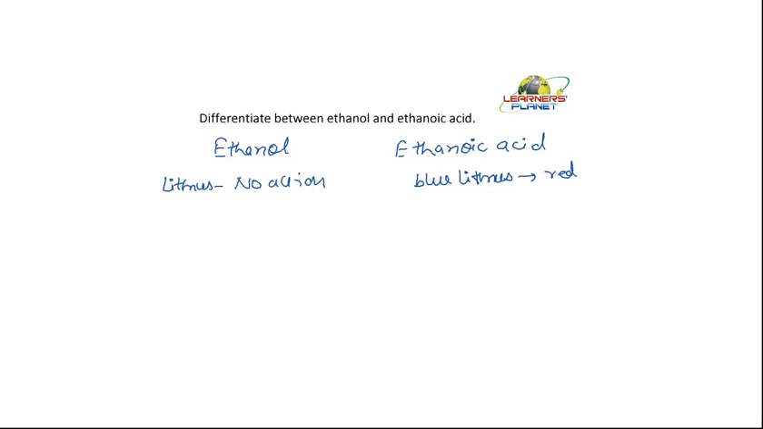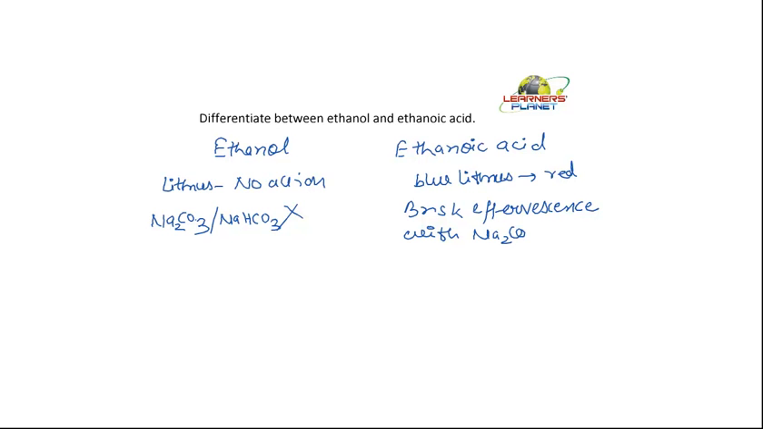Now ethanol, as I have told you, doesn't react with Na2CO3 or NaHCO3. So it is not giving reaction with Na2CO3 or NaHCO3, no reaction. Whereas ethanoic acid, what is it giving? It is giving brisk effervescence with Na2CO3 or NaHCO3. So these are the two differences between ethanol and ethanoic acid, right? If I talk of the smell, ethanol has a different smell from ethanoic acid. Ethanoic acid has a smell of vinegar.